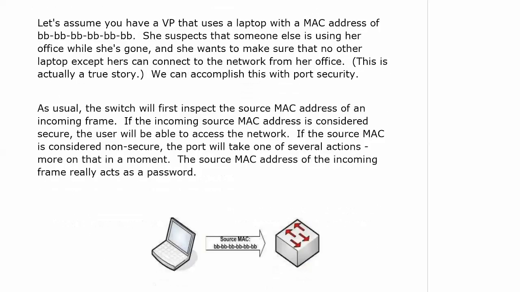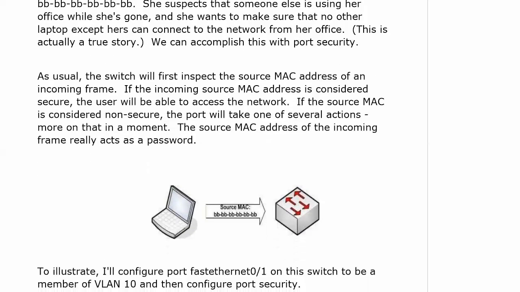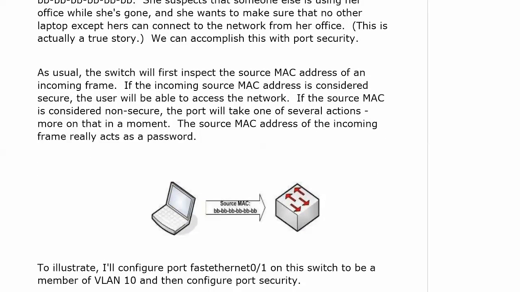And here is the theory of how it works, and then we're actually going to configure it live. The switch is going to look at that source MAC address first, as it always does. If the incoming source MAC address is considered secure, the user will be able to access the network, and everything just goes on as normal. Your user doesn't even know this is going on.